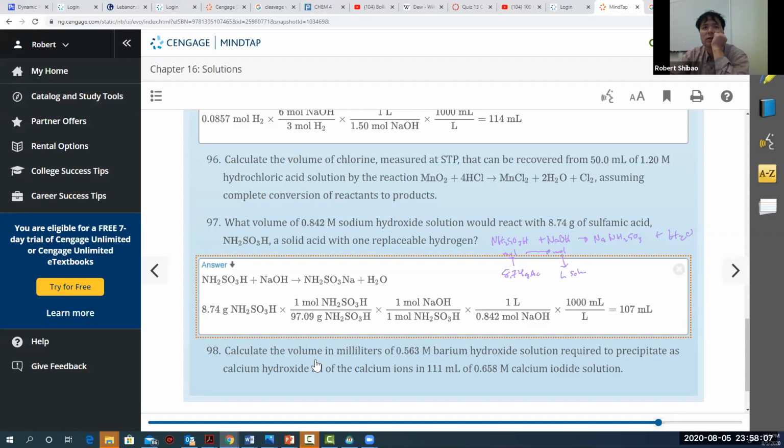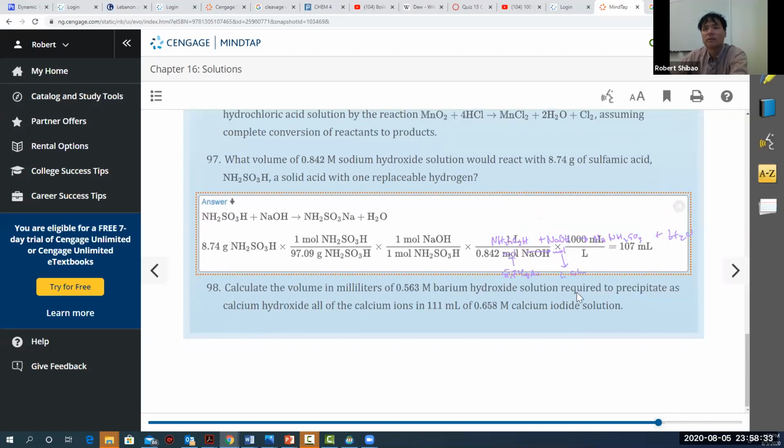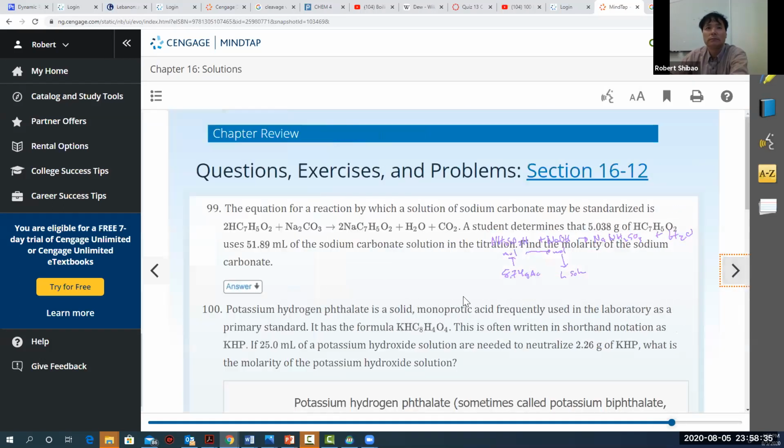So they have grams of pure acid to moles of pure acid using the molar mass. So we're going to look that up here, 97.09. And then moles of pure acid to moles of sodium hydroxide. And moles of sodium hydroxide to liters, or actually they went to milliliters, but here we could have gone to liters using the molarity, 0.842 moles per liter, and then convert it to milliliters, 107 milliliters. So this, I would have done it like this. So it's good. Let's look at the next one here.